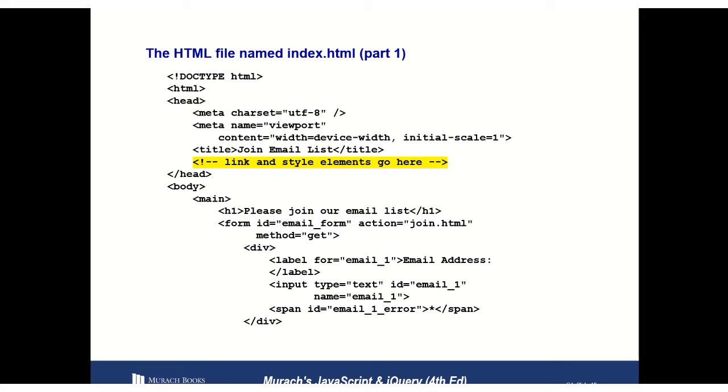Now comes the body section. So you have the doctype specification, then the html tag. This says that it's an HTML page, and you have the head, and then you have the body section. Under the body section, you can see the use of a main element, which is one of the HTML5 elements that we will be using throughout the book.